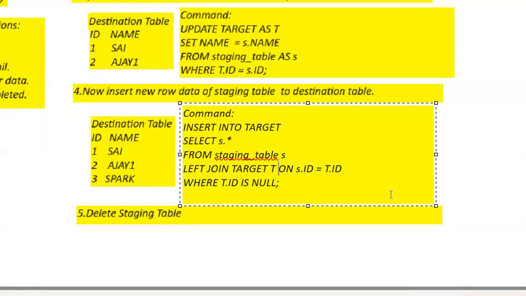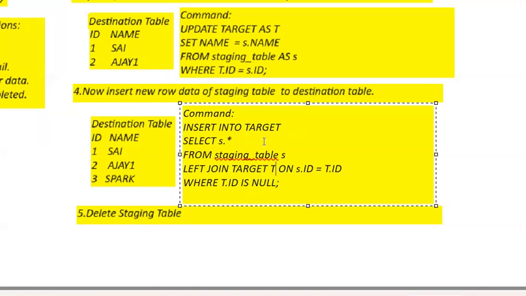Here T represents the alias for target, since we have written it like this, the same as S. In the last line, you can see WHERE T.ID IS NULL. This condition filters the results to only include rows where there is no matching ID in the target table. We are only including the rows where the ID is not matched in the target table.